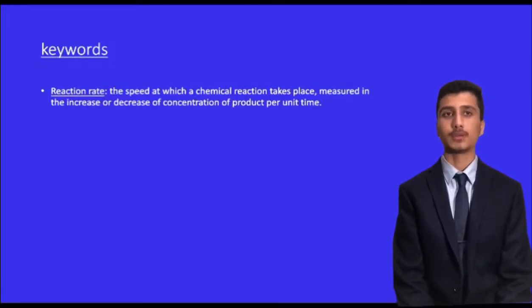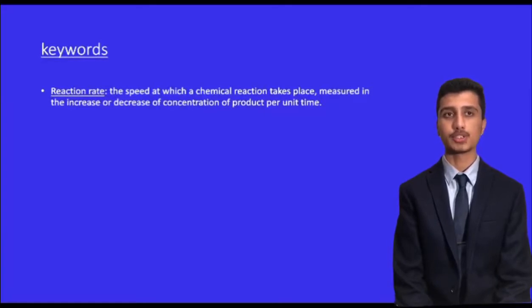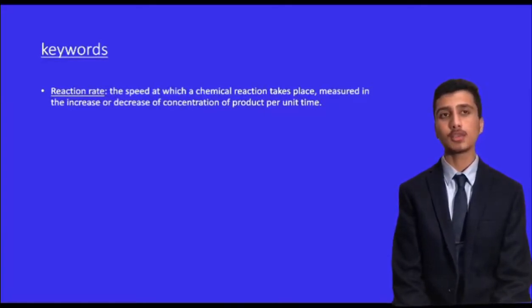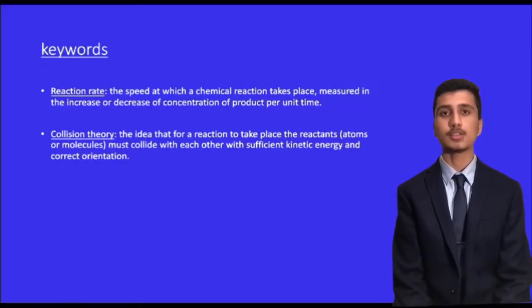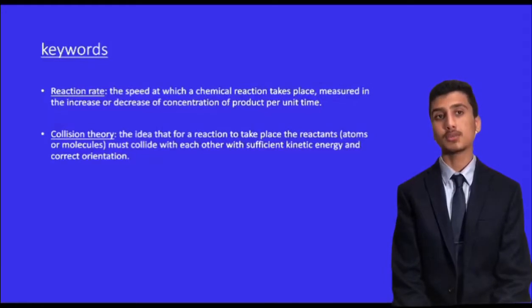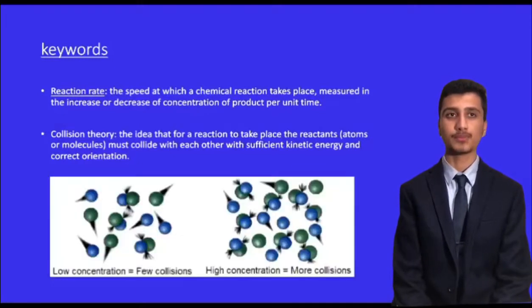Firstly, we have reaction rate. Reaction rate is the speed at which a chemical reaction takes place, measured in increase or decrease of concentration per unit time. Secondly, we have collision theory. It's the idea that for a reaction to take place, the reactants must collide with each other with sufficient kinetic energy and the correct orientation. You can see this in the diagram below.